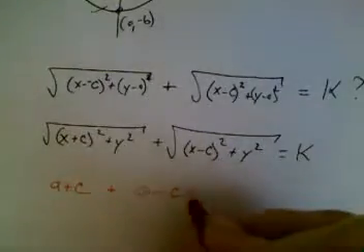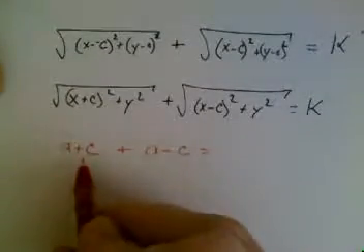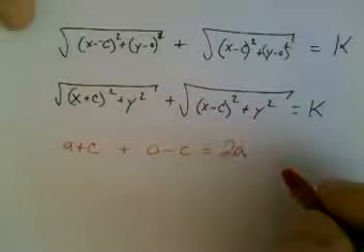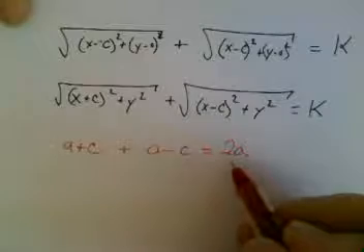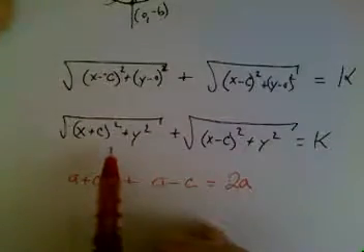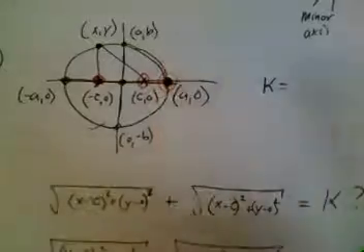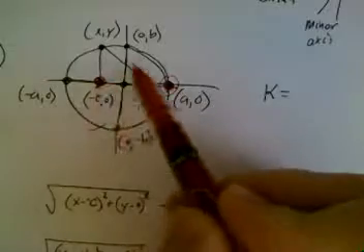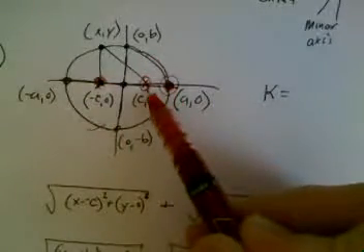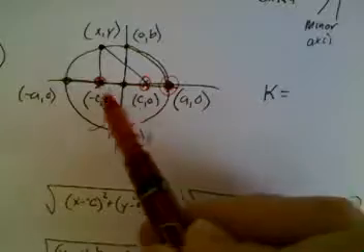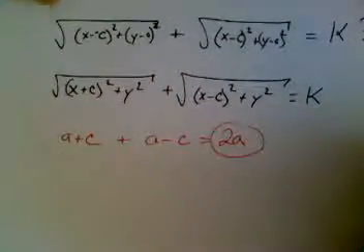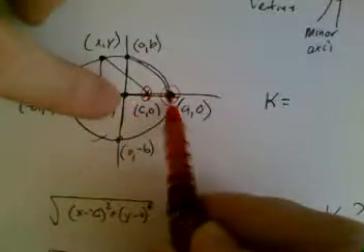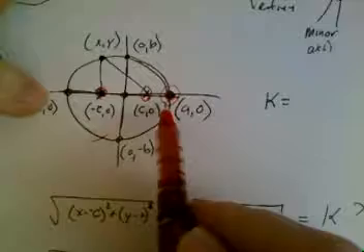And if I add these two together, what do I get? Well, the c's cancel out, and I'm left with just 2a. Huh. That's interesting. The distance from one focus to a point on the ellipse and back to the other focus, added together, always has to be constant. It will always be the value of 2a. Well, what is 2a? The distance from here to here is a. The distance from here to here is a.